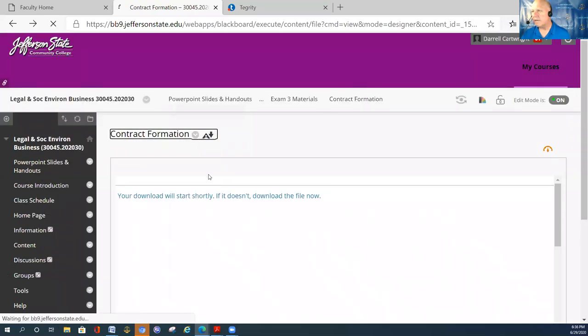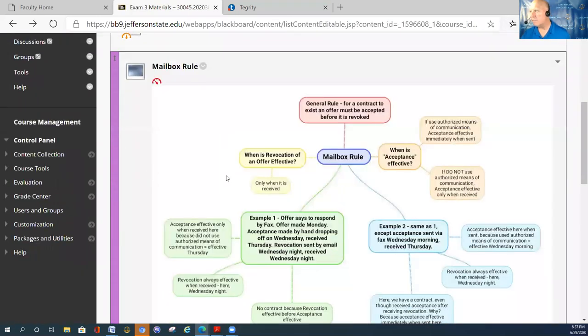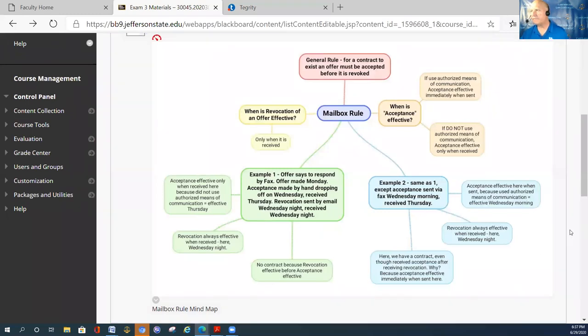And I want to go back to this mailbox rule. Mailbox rule, I will tell you this. Don't spend hours and hours trying to study the mailbox rule. You could do it. I'll ask a question or two about the mailbox rule. I do think it's important, but I also think it can get complicated, and it's easy to lose track of where you are in the process.